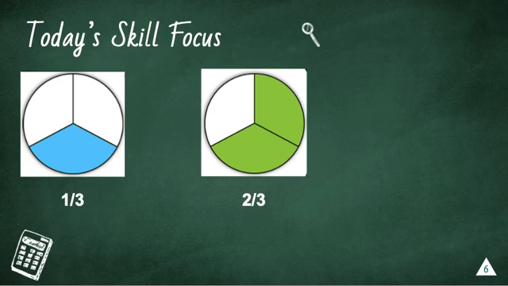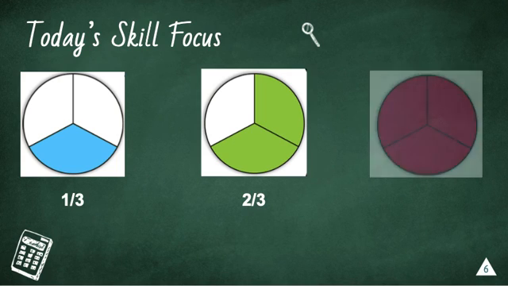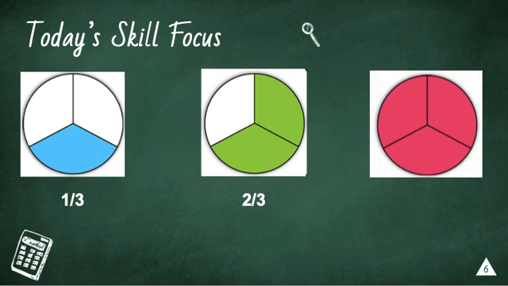Now let's say both of my friends gave me their piece of the cookie and I still had mine. How many thirds do I have now? You guessed it, I have 3/3 of the cookie. 3/3 can also be called 1 whole.